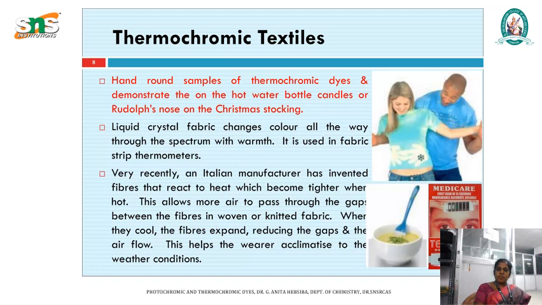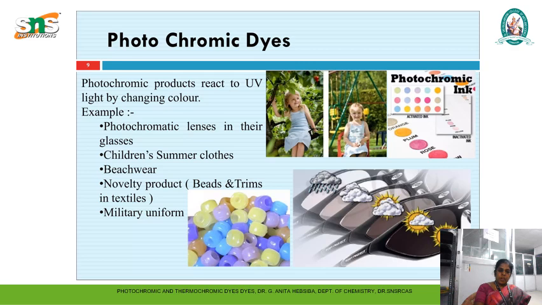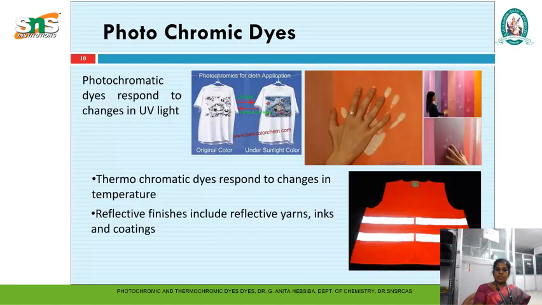Next is photochromic dyes. Photochromic dyes are products which react to UV light by changing color. Photochromic lenses in glasses, children's summer clothes, beachwear, novelty products, beads and trims in textiles, and military uniforms are the applications of photochromic dyes. These photochromic dyes respond to changes in UV light, while thermochromic dyes respond to change in temperature.